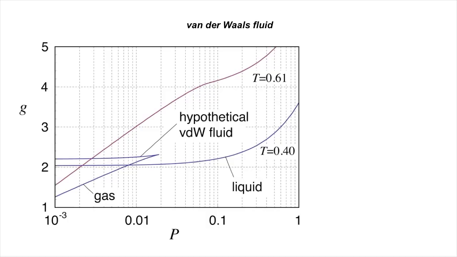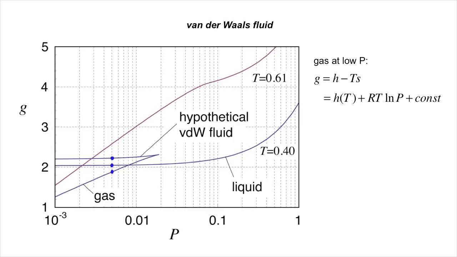However, at T equals 0.4, shown in blue, which is below the critical point, G has multiple solutions over a range of pressures up to about 0.02. The individual branches of this function correspond to gas, liquid, and a hypothetical third phase, which is also predicted by the van der Waals equation. For example, at P equals 0.005, these three phases have values of G spanning 1.85 to 2.25.